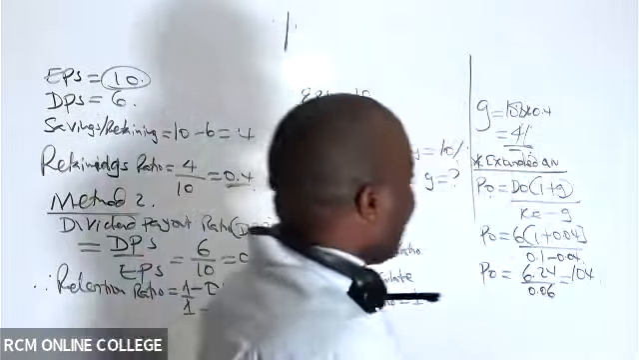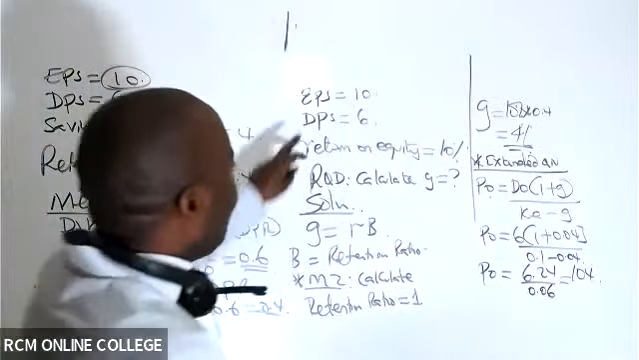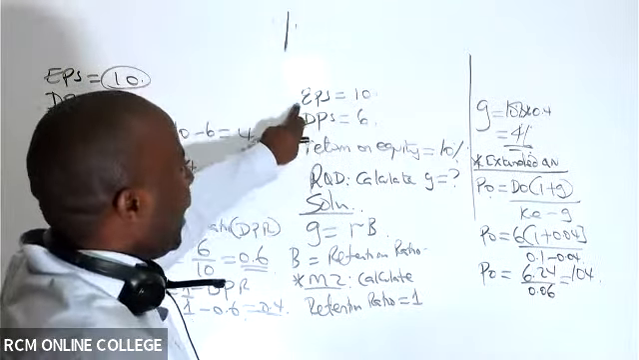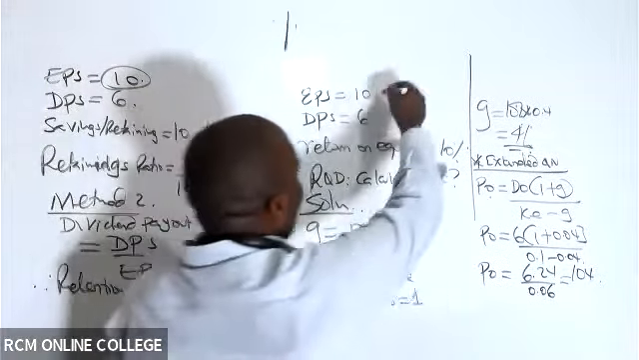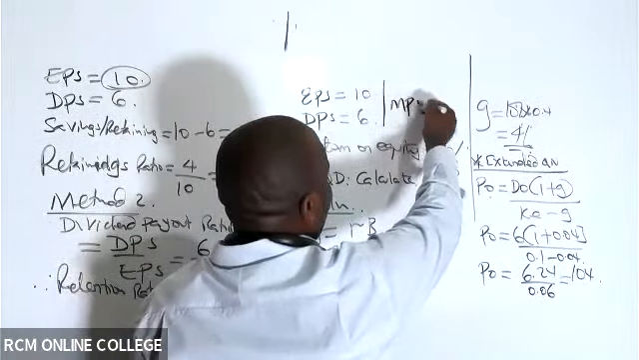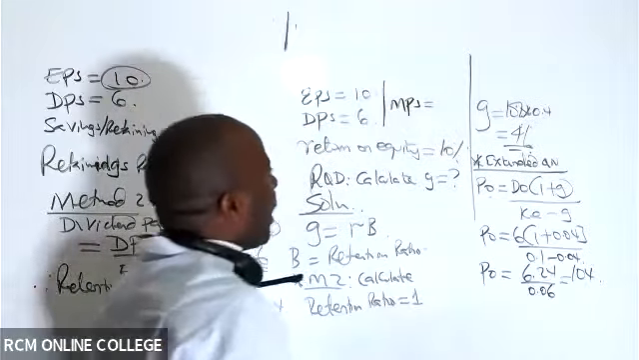So you see, DPS is dividend per share, EPS is earnings per share. Then we have MPS. MPS is market price per share.